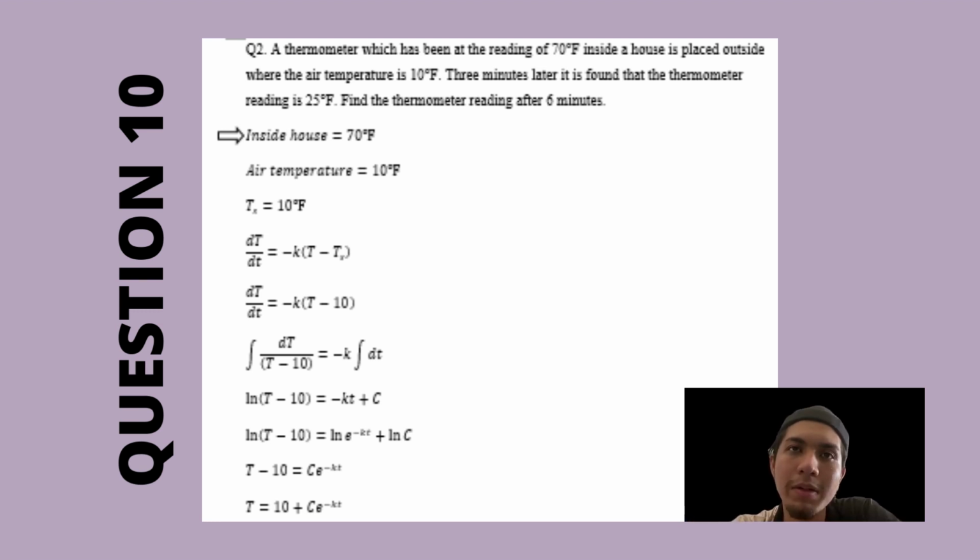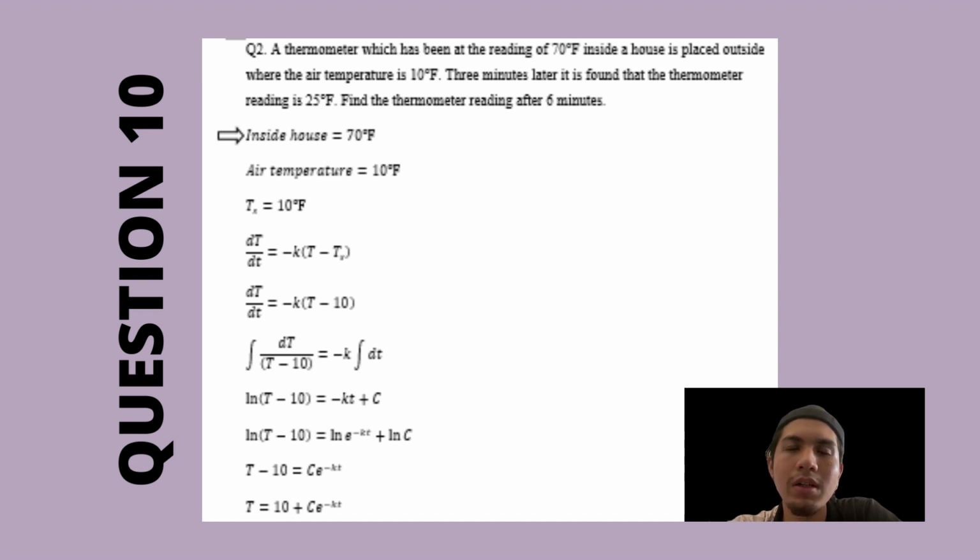Use the formula dT/dt equals negative k (T minus Ts). So given Ts is 10 Fahrenheit, replace the Ts with 10, and the equation should be dT/dt equal to negative k (T minus 10), and separate the equation. After that, we integrate the equation, and the equation should be ln(T minus 10) equal to negative kt plus c.